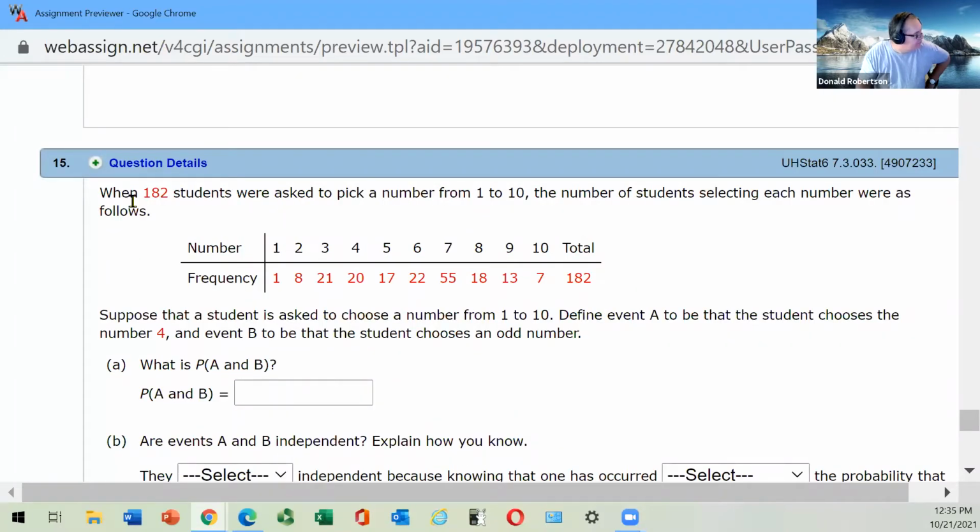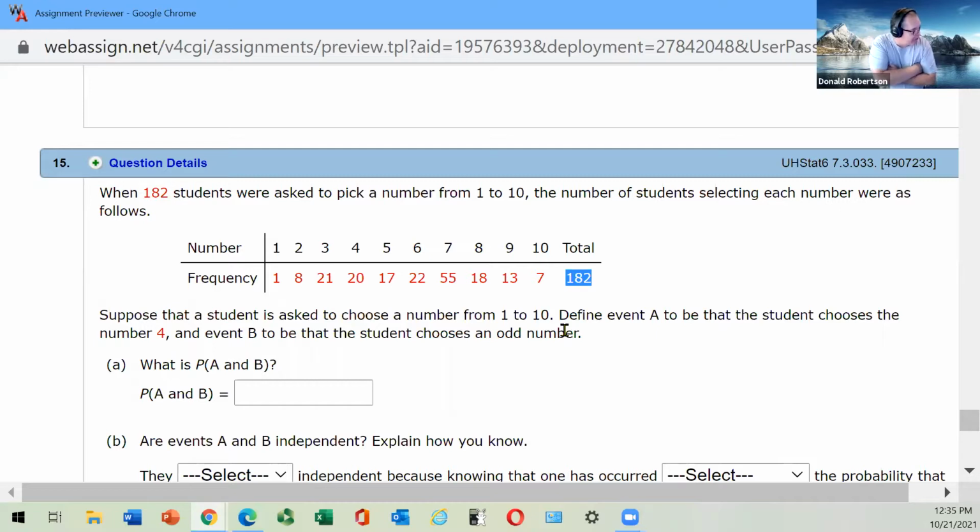Right, 15. 182 students, yeah, that matches, were asked to pick a number from 1 to 10. The number of students selecting... oh, I've seen that question before. Suppose that a student is asked to choose a number from 1 to 10. Define A to be the student chooses the number 4, and B, that they choose an odd number. Okay, so A is you choose a 4, B is you choose an odd number.